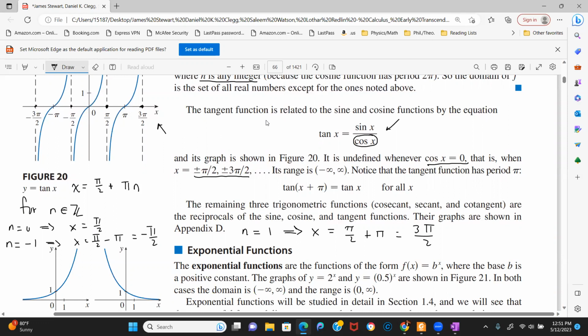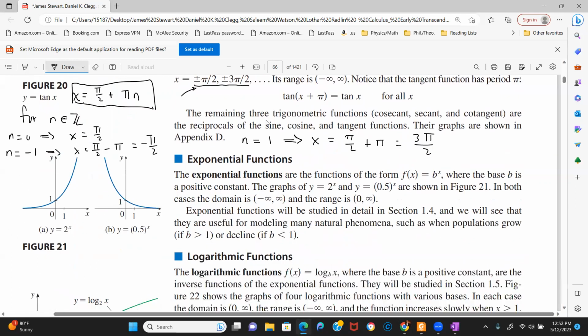So this formula right here does describe all these numbers in this list. And the numbers in this list are precisely where the cosine is 0. And that's precisely where the tangent function is not defined. That's why we have these vertical asymptotes here.